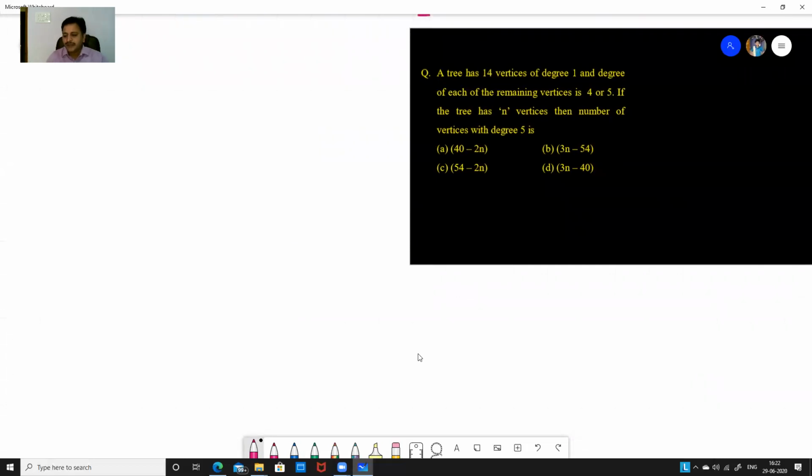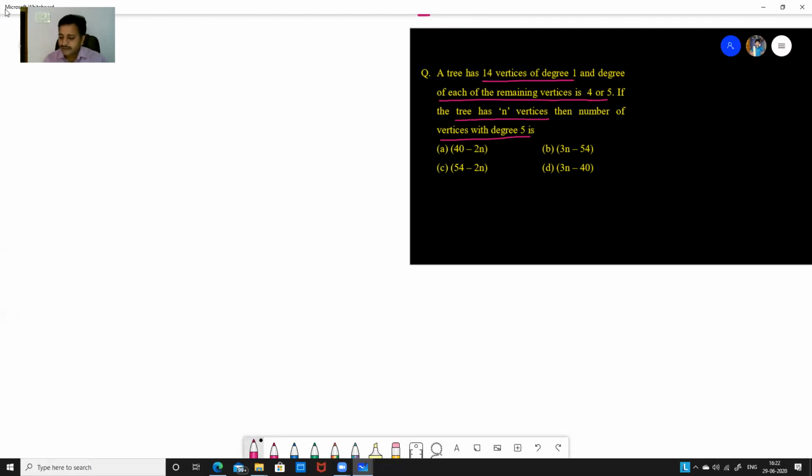See this question. A tree has 14 vertices of degree 1. And degree of each of the remaining vertices is 4 or 5. If the tree has n vertices, then find the number of vertices of degree 5. So I think we already answered this type of question earlier, right?